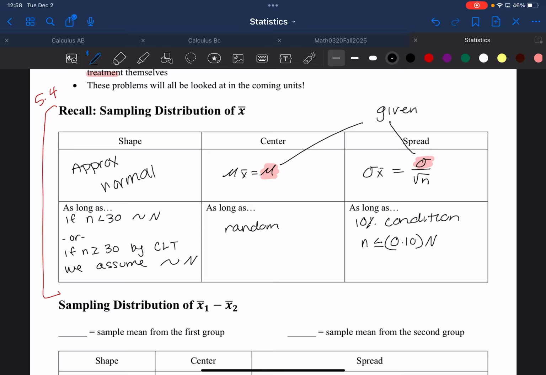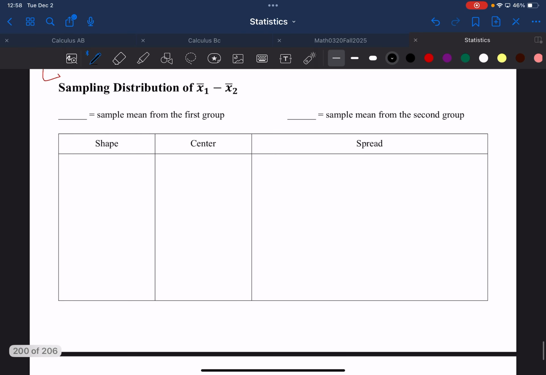Proportions was for categorical. Mean is for quantitative. Okay, so now we're looking at 5.5 notes now, and that's the difference. This is real quick notes. We're going to go through what these new formulas look like, and then we're going to do one example problem.